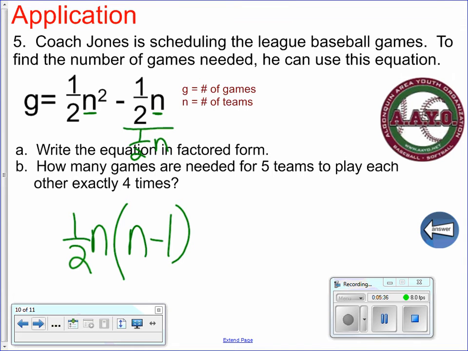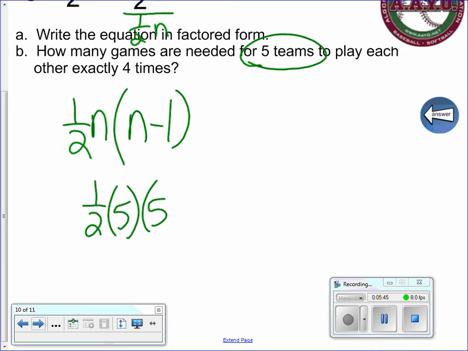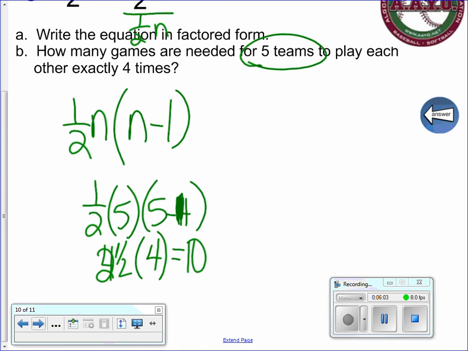So that's my equation. Then it says for 5 teams. Remember, n was the teams. So 1/2 times 5 times 5 minus 1, I don't know why I put that, I was working ahead, times 4. 1/2 times 5 is 2.5, times 4 is 10. So they need to play 10 games to play each other, but they want to play each other 4 times. So 10 times 4 is 40 games.